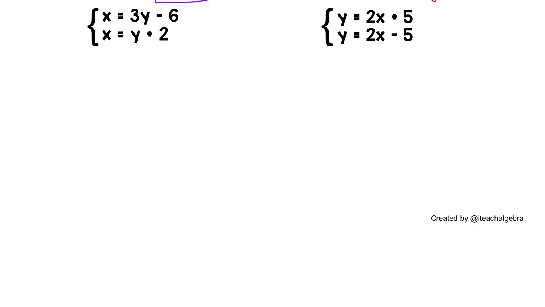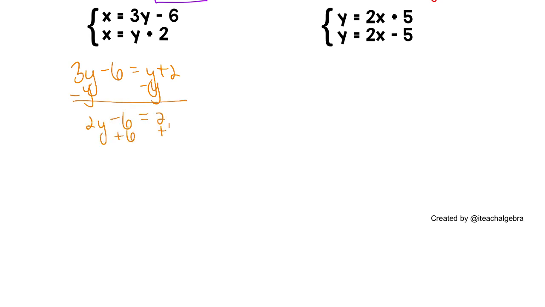Last two. Try the first one on your own. All right, here's one of those where they're both equal to x, so they're also equal to each other. 3y minus 6 is y plus 2. I'm going to subtract y from each side and get 2y minus 6 is 2. Add 6, and 2y is 8. Divide, and y is 4. Plug it into the top equation.